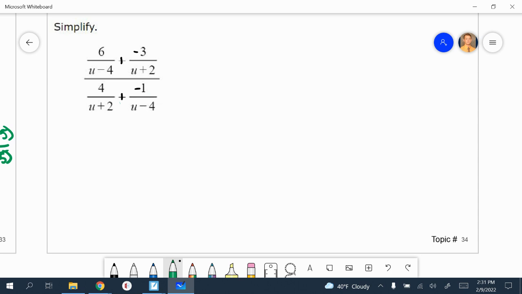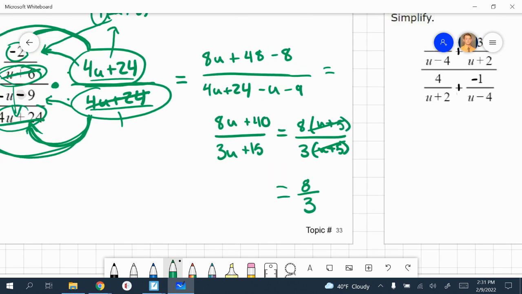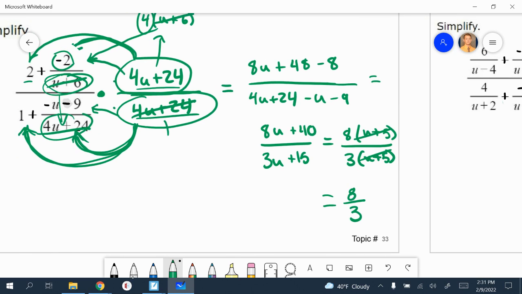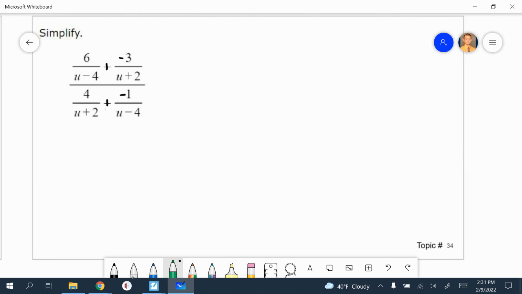And another thing is we can't do like we did on the last problem where we said, oh, u plus 6 goes into 4u plus 24, because u plus 2 does not evenly go into u minus 4. You can't multiply u plus 2 by 2 and get u minus 4. That doesn't work. So instead, what I'm going to do here is multiply by u minus 4 and u plus 2.